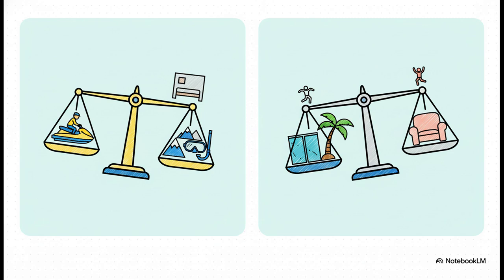The adventure group has a high MRS for activities. That means they'll gladly give up a lot of room comfort, maybe a sea view or a bigger bed, just to get one more activity voucher. Their happiness comes from doing things.